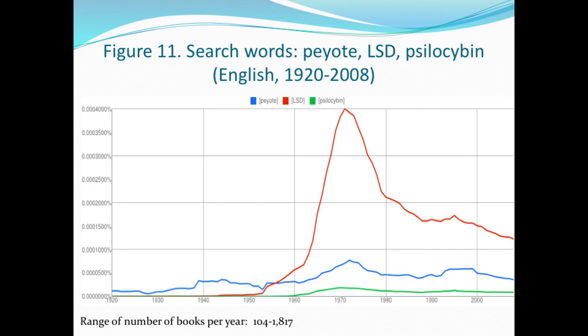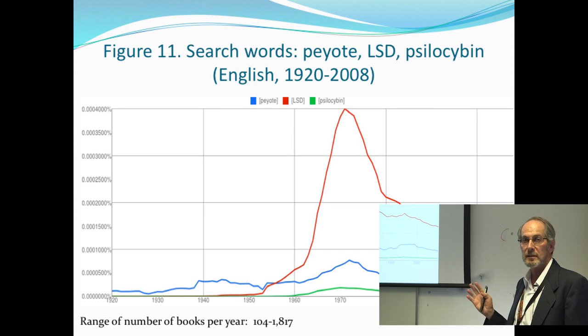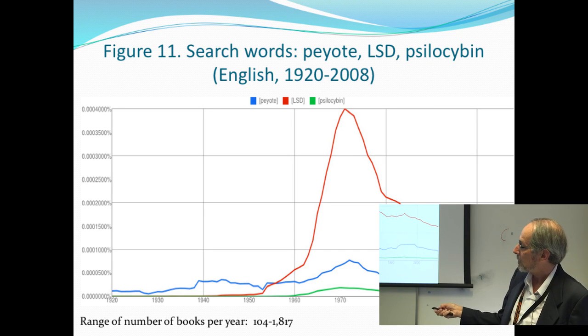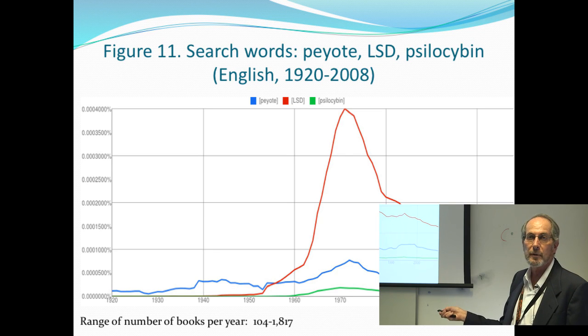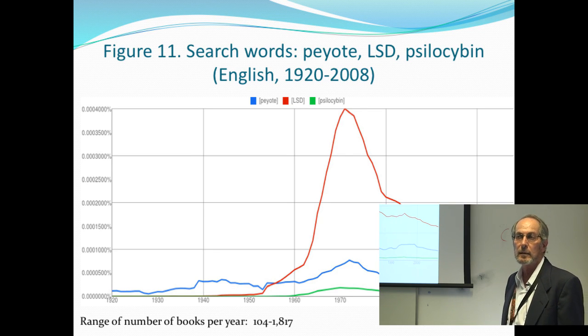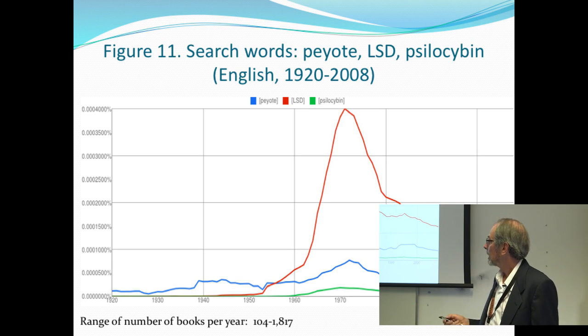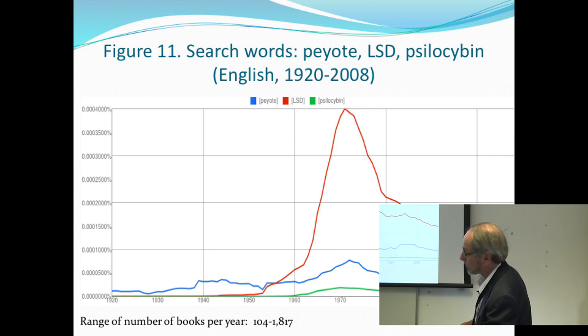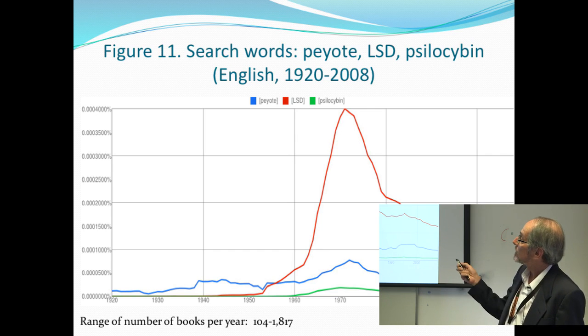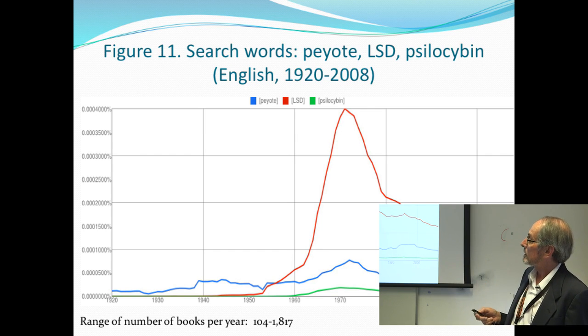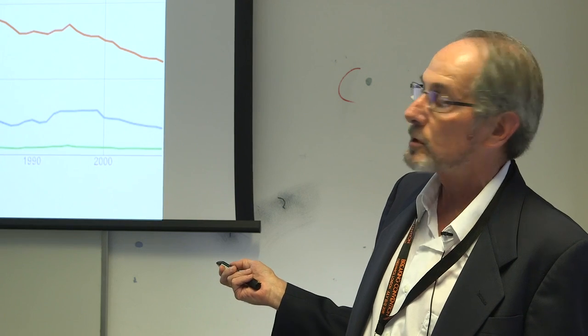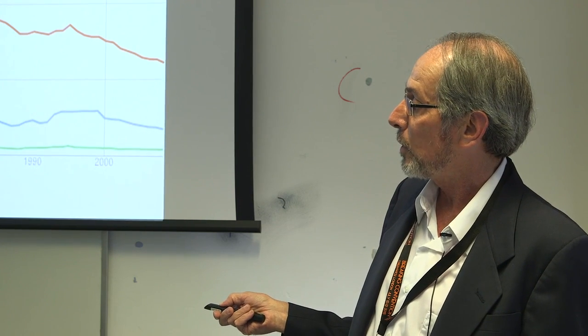Peyote, with a little bit of an increase as all kinds of interest in psychedelic medicines took place for the first time in the late 60s and 70s. And even back in the 50s, of course, you see the activity of the forefathers before these substances were made illegal, and the work that they did in Canada, America, here, and elsewhere, and over time. And by the way, for these words, peyote, LSD, and psilocybin, the number of books per year ranges from around 104 to over 1,800 per year.